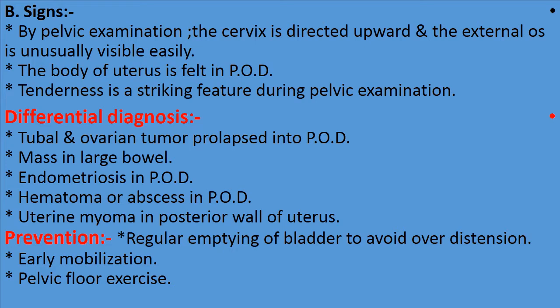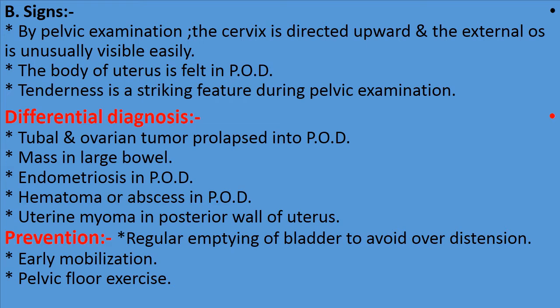The differential diagnosis of the retroverted uterus can be tubal and ovarian tumor prolapsed into the pouch of Douglas, a mass in the large bowel, endometriosis in the pouch of Douglas, hematoma or abscess in the pouch of Douglas, and uterine myoma in the posterior wall of the uterus.